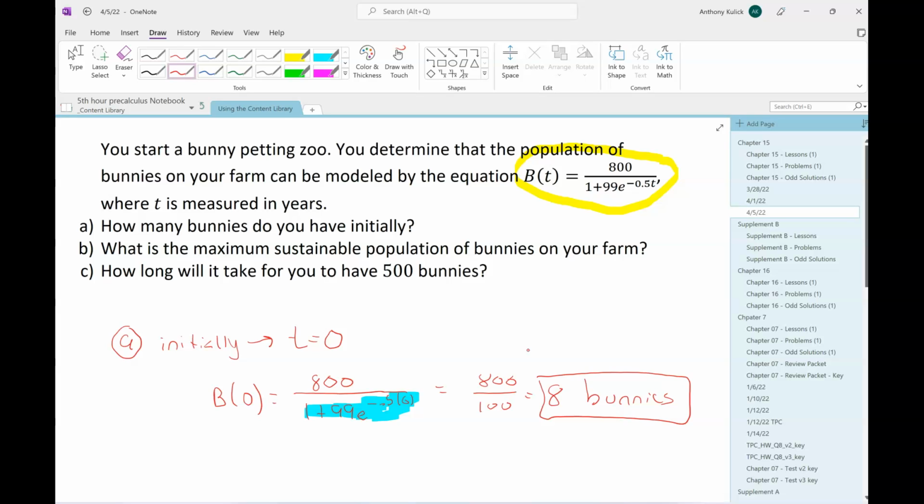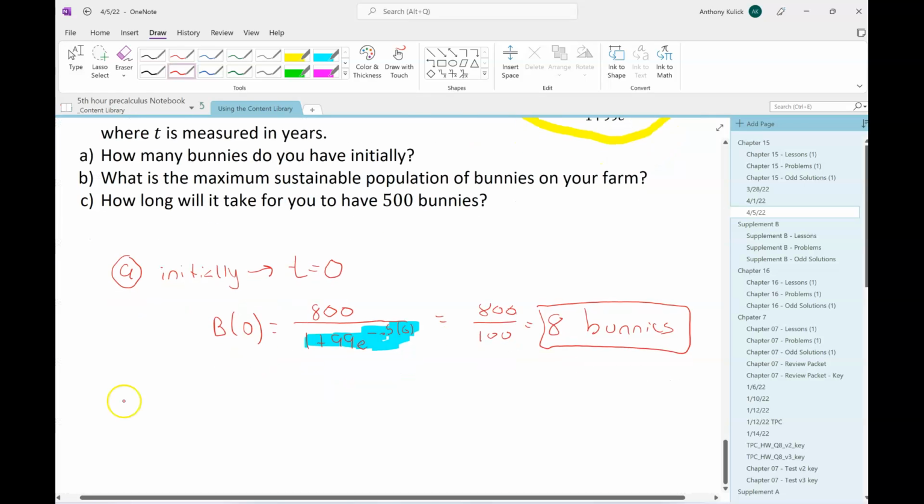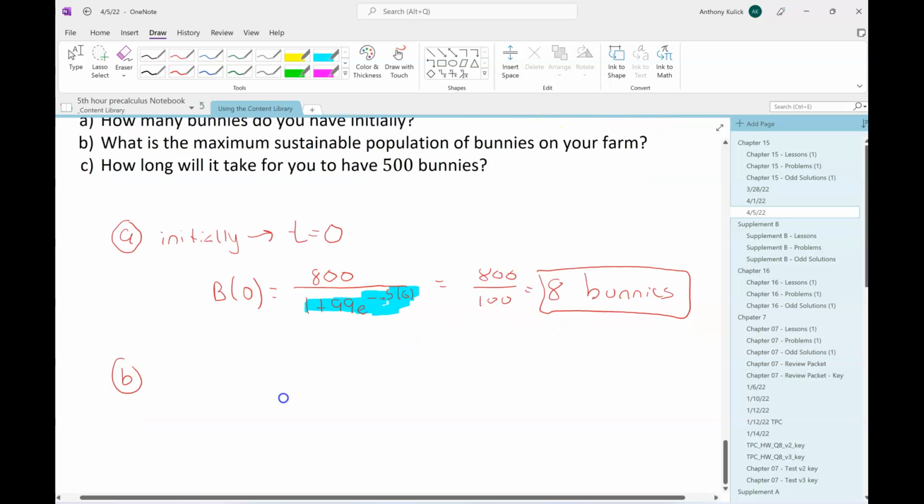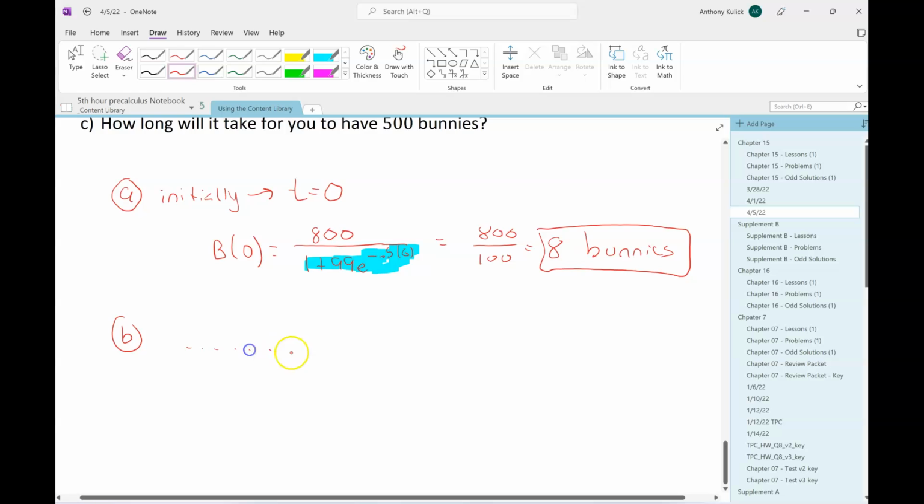Is everybody cool with how I did that? Very easy, right? The hardest part was figuring out what initially meant. Part B. What is the maximum sustainable population of bunnies on your farm? So remember here, logistic functions have an upper and lower bound, right? So this upper bound is the one that we're looking for.